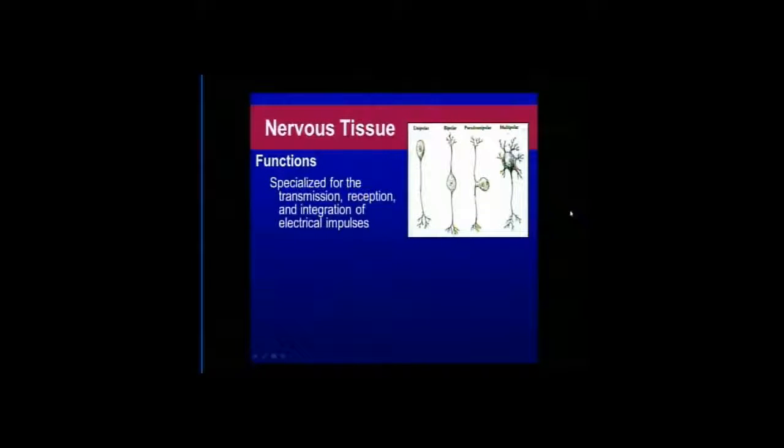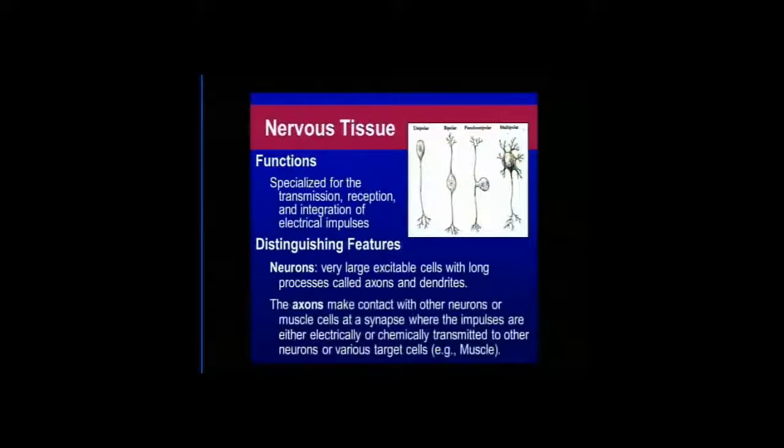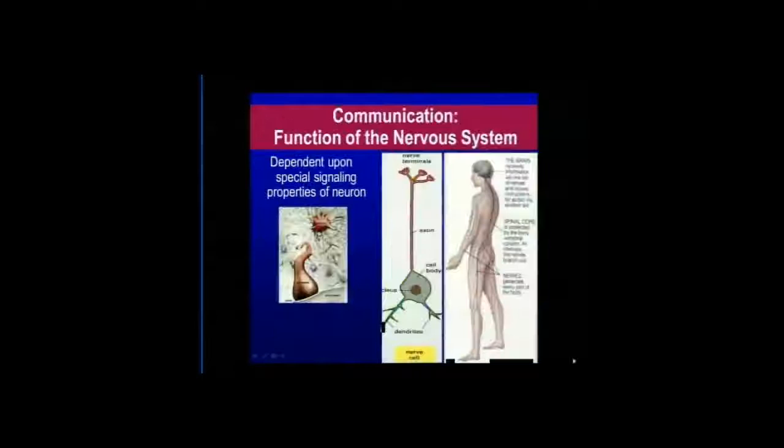Now if we go to nervous tissue, it is specialized for transmitting, receiving, and integrating electrical signals. That's what it does. You guys are receiving signals now. Neurons are very excitable cells. They're large cells, and they have long processes. Axons, maybe, which are the projections of the nerve cells, interact with other axons to talk to other nerve cells, or they also may talk to muscle to direct the activity of the muscle. So basically what nerves do is communication. That's the important function of them.